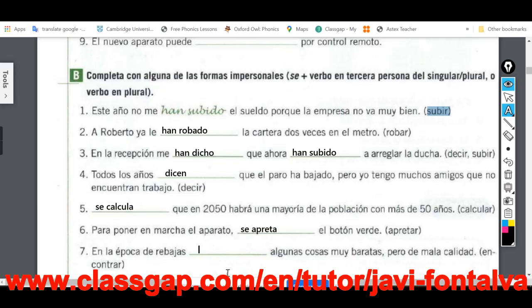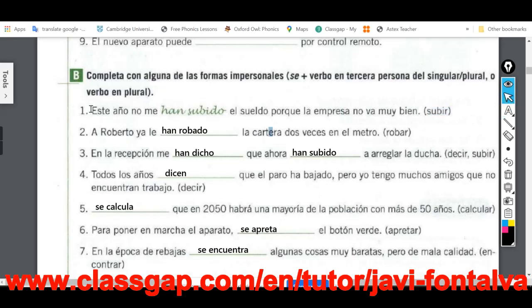Siete. En la época de rebajas, algunas cosas muy baratas, pero de mala calidad encontrar. So at the time of sales, época is like a period of time, and rebajas is like sales. This is not really plural because here you talk in general. When you talk in general, usually we say se, so se encuentra.